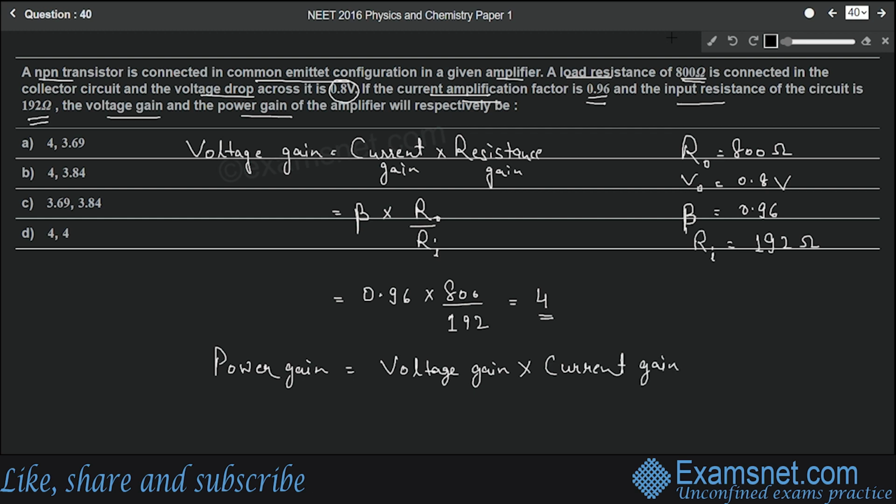Now we know that voltage gain is equal to 4 and current gain is equal to 0.96. On solving this, we'll get 3.84. So these two will be your answers. Voltage gain is 4 and power gain is 3.84. So 4 and 3.84, that means option B will be the correct answer.